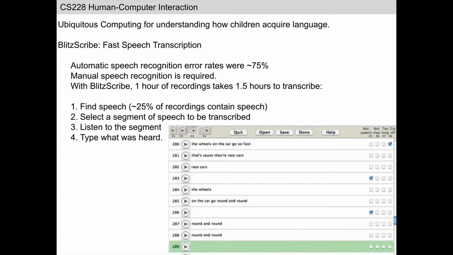They put all of those little snippets into this fast speech transcription application. And then the grad student could click play and listen to that clip, and then they would have to try and indicate whether the transcription actually got it right or not. And so it's not speech, it is speech. So basically the graduate students are trying to clean up the automatic speech recognition, which was pretty terrible.